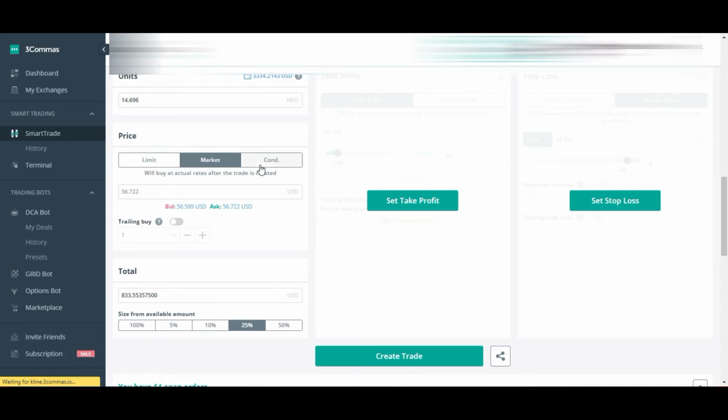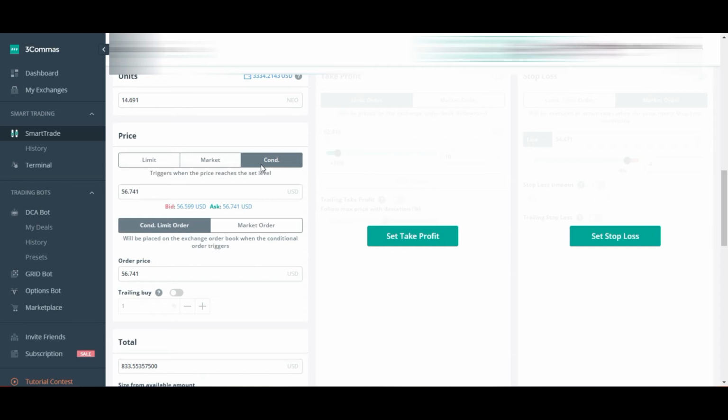Now, the conditional order is where I like to place my bets for the smart trade, because with the conditional, you can set your target price, and then from there you can either purchase using a limit order or you can purchase using a market order. I normally do the market order from that price because I like to use the trailing buy and sell. That's just me.